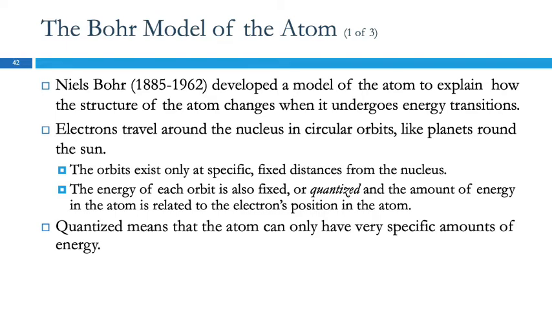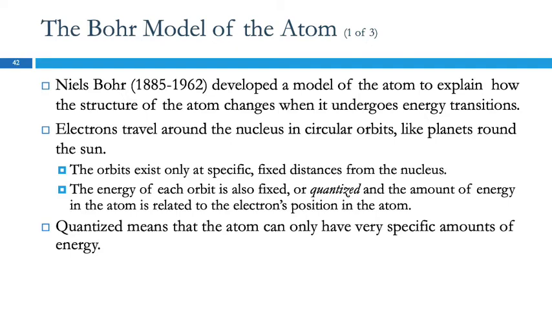So the orbits here are at specific fixed distances from the nucleus. Like, there's Earth and Mercury, Mars, right? There aren't options in between. There's only these set patterns, set paths. So the energy of each of those orbits is also fixed. It's related to the distance from the nucleus, and we say that's quantized. So quantized means there's only certain levels that are available.